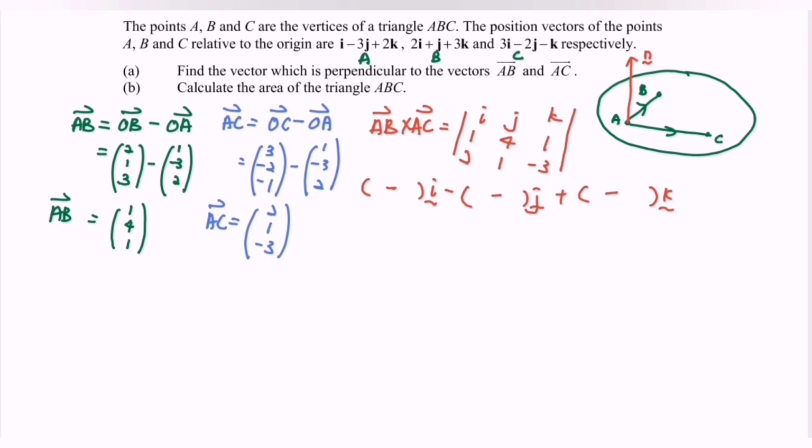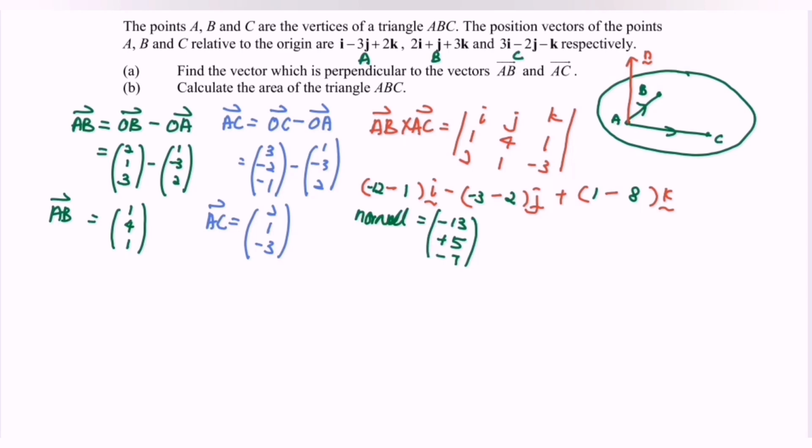Next, in order to find the I, kindly close up the I, so we will have negative 12 minus 1. Next, close up the J, negative 3, negative 2. Lastly, close up the K, we have 1 minus 8. So the normal to the plane is equal to negative 13, positive 5, then negative 7. So that is the normal vector for the plane.